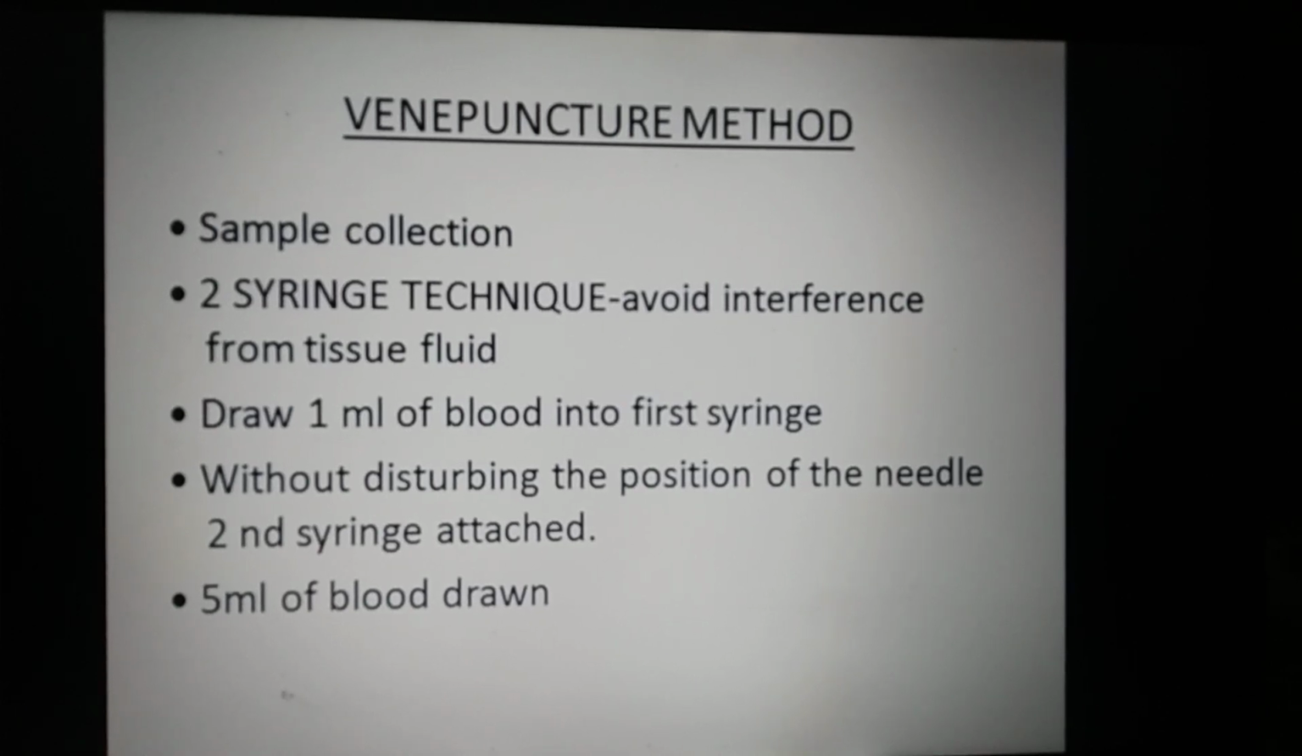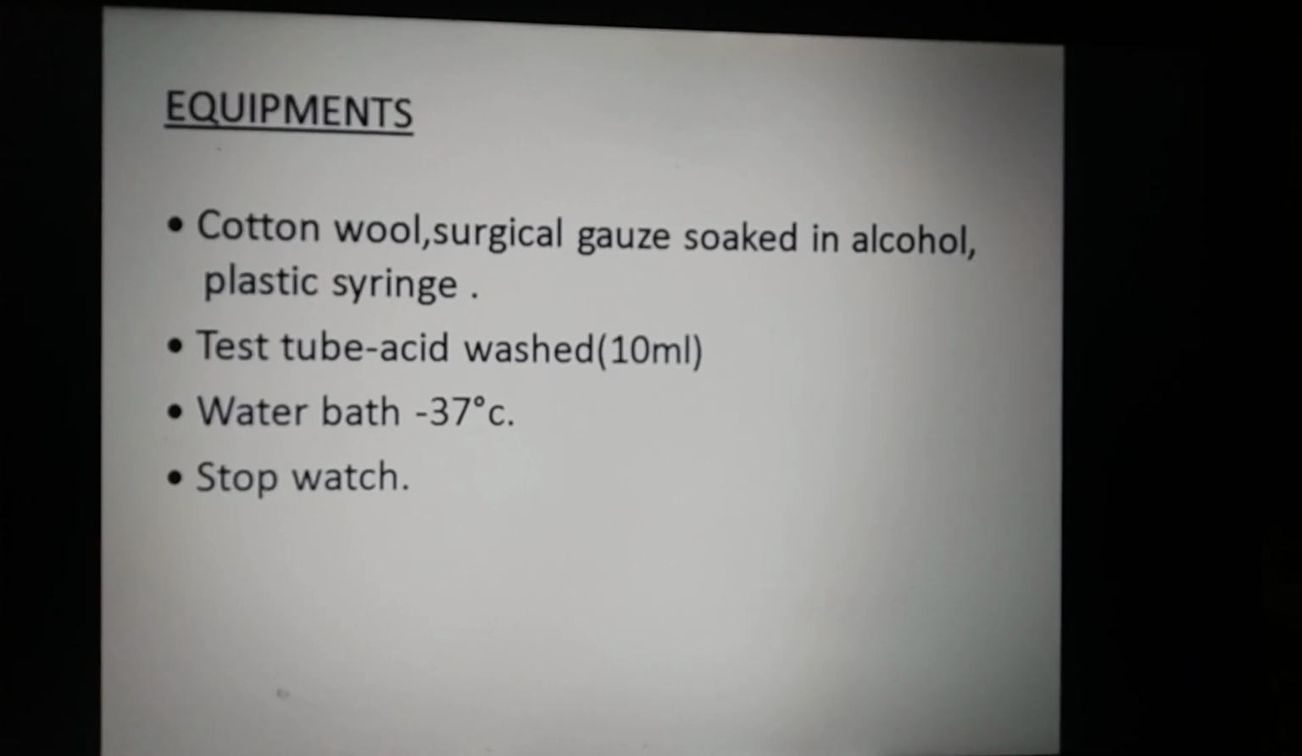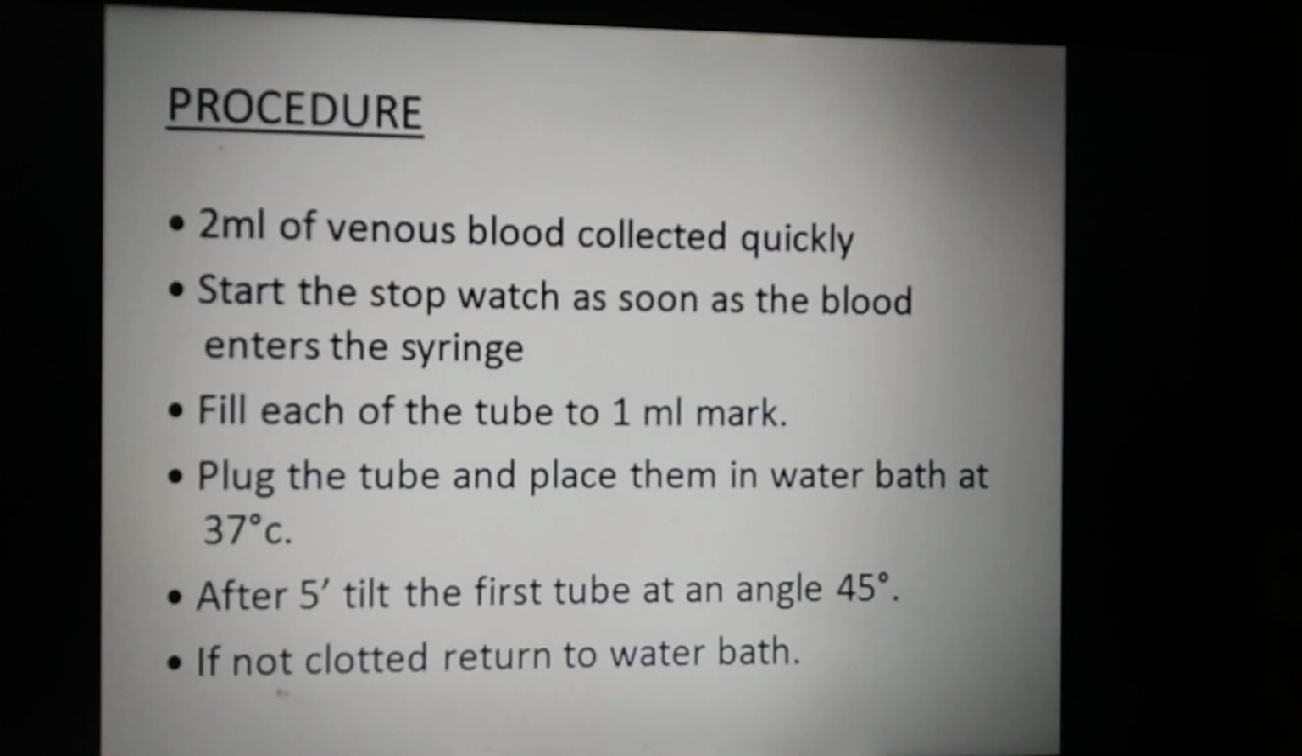Now for the venipuncture method, we have to collect the sample by the 2 syringe technique to avoid interference from the tissue fluid. First, draw 1 ml of blood into the first syringe, and without disturbing the position of the needle, a second syringe is attached and blood is drawn. We need cotton wool or surgical gauze soaked in alcohol, plastic syringes, test tubes, a water bath, and a stopwatch. First 2 ml of venous blood is collected quickly. Start the stopwatch as soon as the blood enters the syringe.